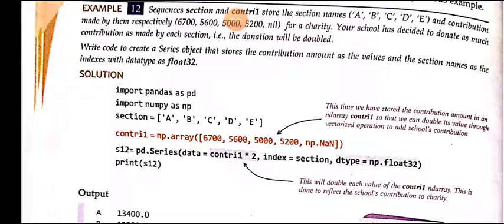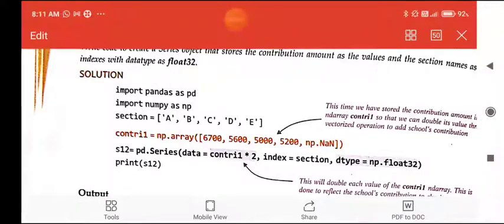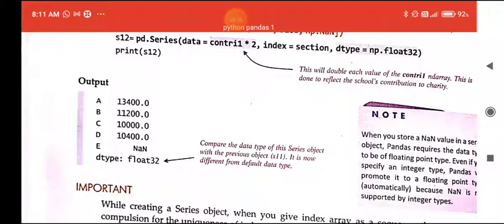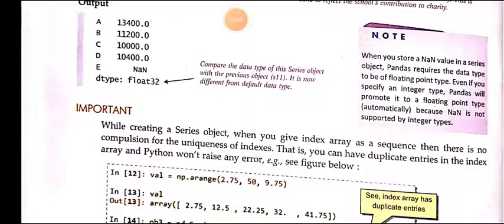So here the data will contain its doubled value, like contri multiply by 2 we have written, so 6700 will become 13,400 and so on, which you can see in this output. Now one thing that is very important, it is given as important while creating a series object. When you give index array as a sequence, then there is no compulsion for the uniqueness of indices. That is, you can have duplicate entries in the index array and Python won't raise any error.